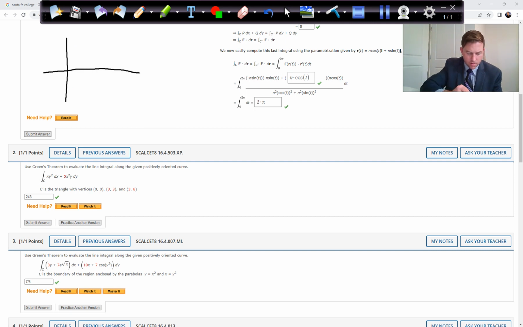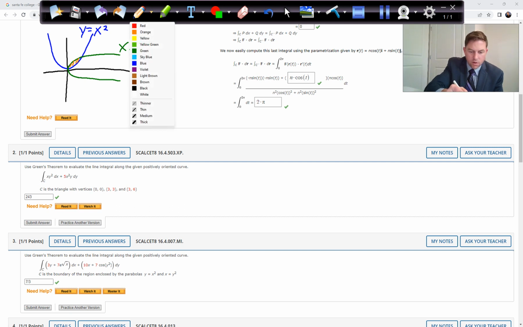So we have C is the region bounded by parabolas y equals x squared and x equals y squared. y equals x squared is a parabola pointing up like this, and x equals y squared is a parabola pointing to the right like this. This would be x equals y squared. And so the region we want, and I wish I would have blown this up a little more, is this region here. So we're going to notice that they both touch at (0, 0).